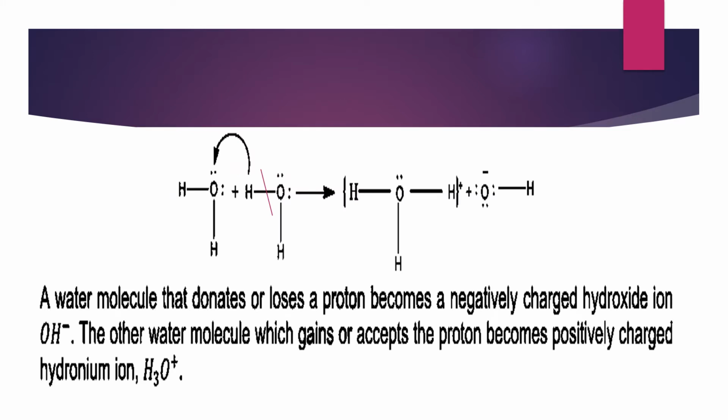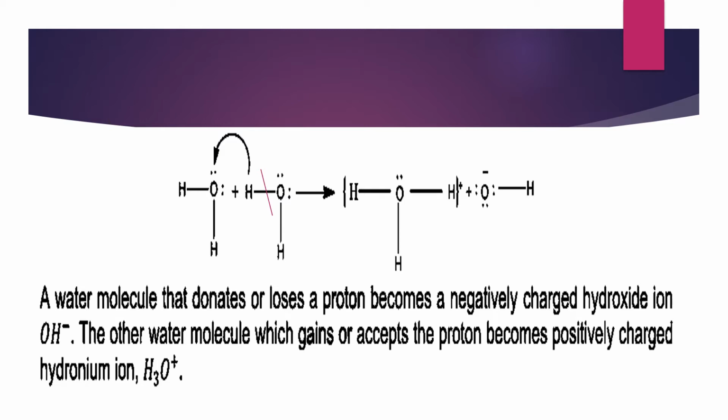Concentrate on this reaction. It is a reaction between two water molecules. You can clearly see that one water molecule loses a hydrogen atom, or proton, and the other molecule acquires the hydrogen atom, or proton. So one water molecule is the proton donor and the other is the proton acceptor. This arrow clearly shows which water molecule is acquiring the proton.